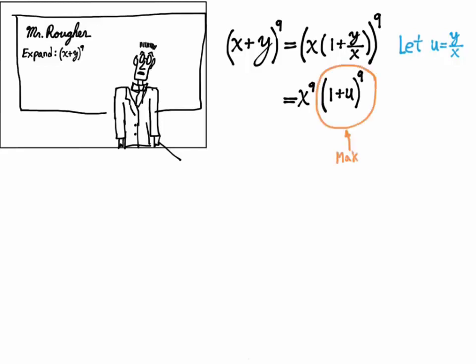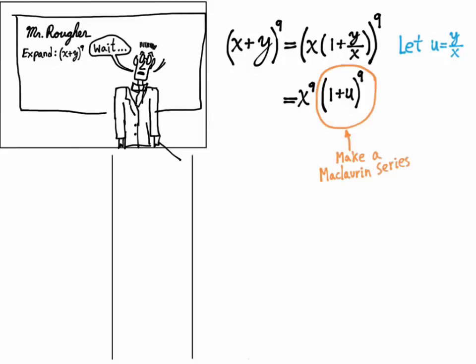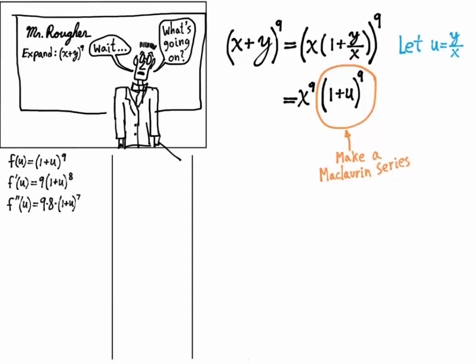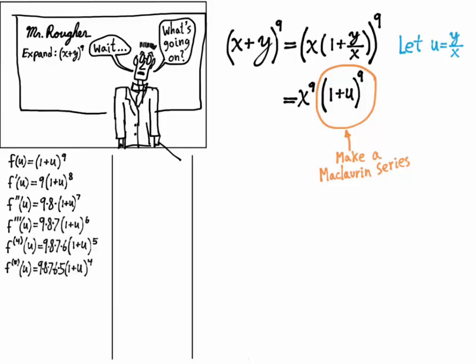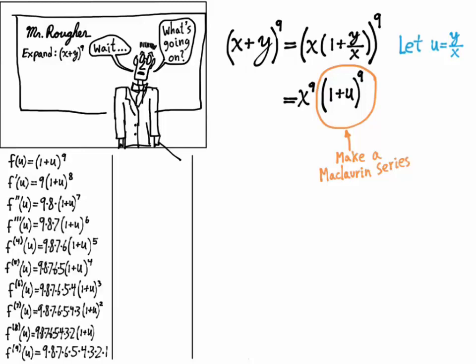And this function is very simple to differentiate. So let's find a Maclaurin series for this function. And the way you make a Maclaurin series is you make a table with 3 columns. And in the first column, you write down the function, and then its first derivative, which you find using the power rule, and then the second derivative, which you find with the power rule again, and the third, fourth, fifth, sixth, seventh, eighth, ninth derivative.